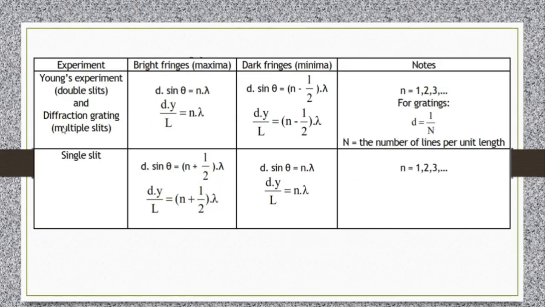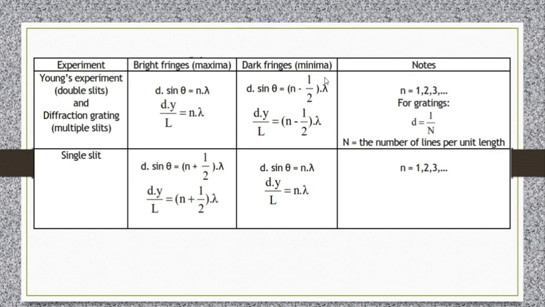So I can summarize this in a table. I have 3 cases. For Young's experiment, double slits, and the diffraction grating, multiple slits, the bright fringes or maxima are given by this formula: d times the sine of theta equals n lambda, or d y over L equals n lambda. For Young's experiment, d is the distance between the 2 slits, while for the diffraction grating, d is equal to 1 over N, the width of the slit, or 1 over the number of lines per unit length.